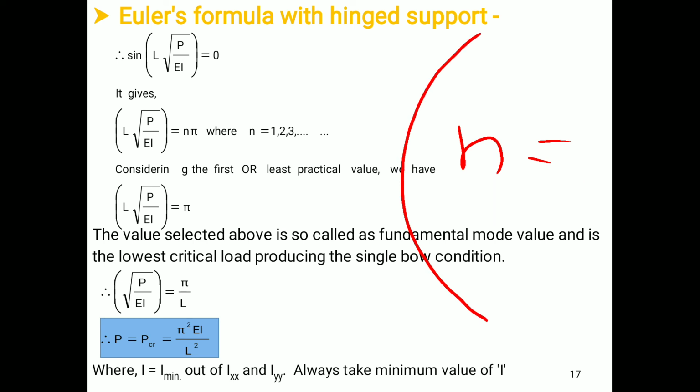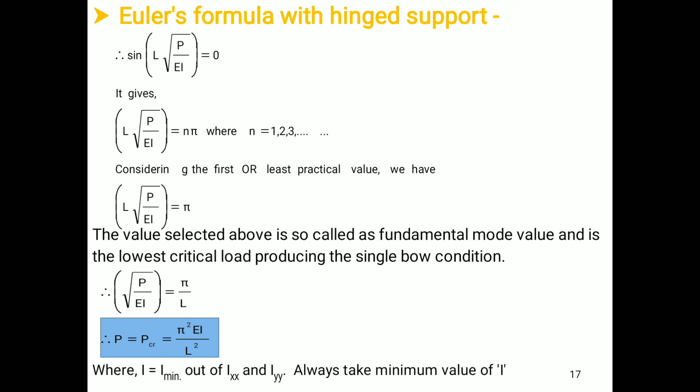Therefore, after rearranging the above equation, we have under root of P upon EI is equal to pi upon L. From this equation, we are going to find the value of P, which is also known as the critical load, because we have considered P as the crippling load, and all of you know that the crippling load can be denoted by PCR. So we will have P is equal to PCR is equal to pi square EI upon L square.